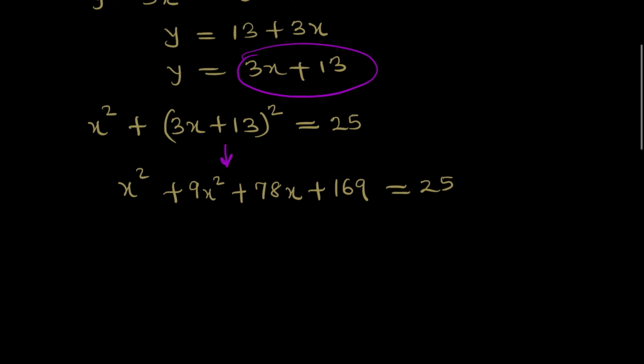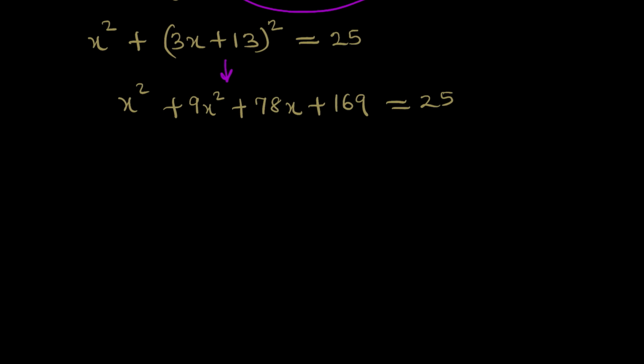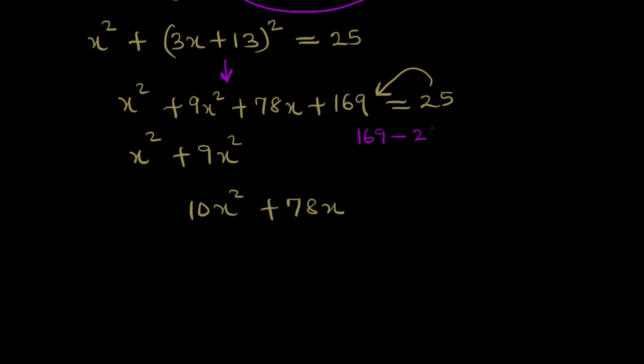Let's bring the 25 to the left hand side as well. So this becomes x squared plus 9x squared. I could have added these two together to give me 10x squared. Then plus 78x. I said I was going to bring this 25 here. And when you do that, it actually becomes 169 minus 25. And that will give us 144. So this is plus 144 is equal to 0.